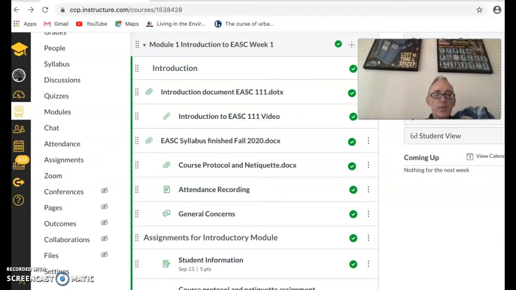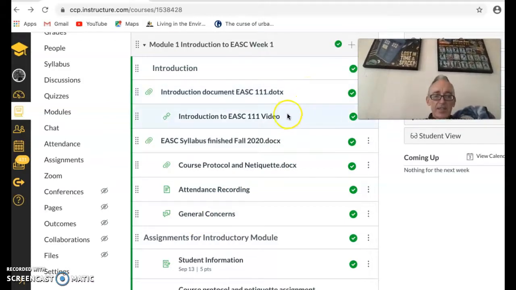So what I'm going to do is basically go through the course, give you an overview of some of the things you want to do and what's expected for the first week initially. So the course is broken up into a number of different weeks. In the very first week, there's a number of different documents that you're going to have to read.